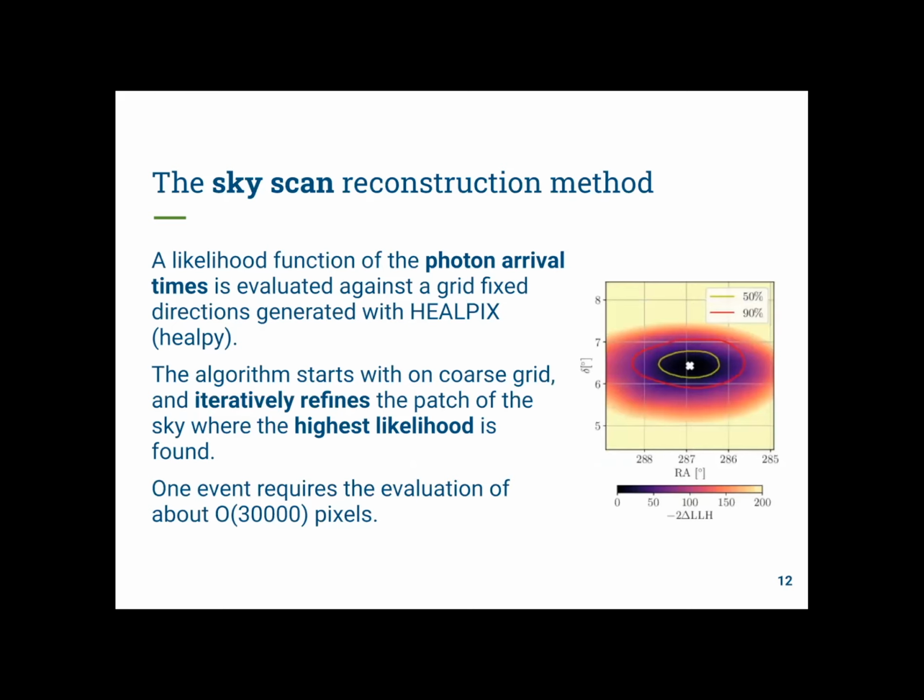And this is what more or less you get out of it. You get this kind of likelihood landscape for the individual event. And we mark the 50 and 90% containment regions.